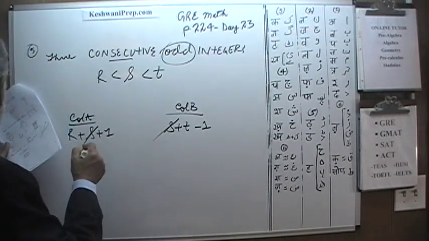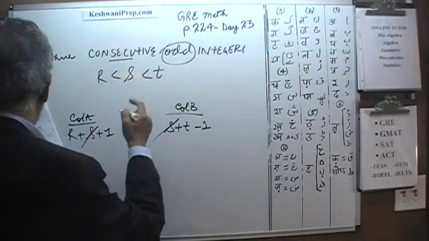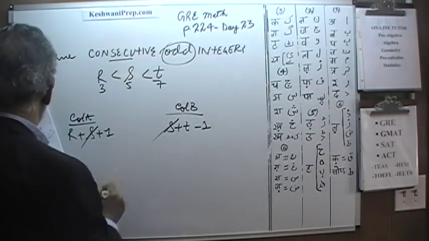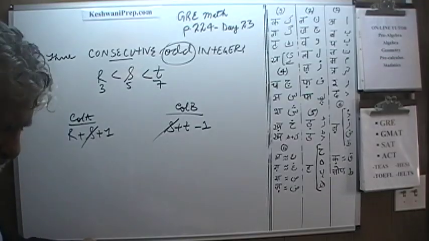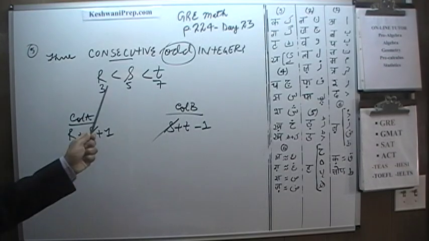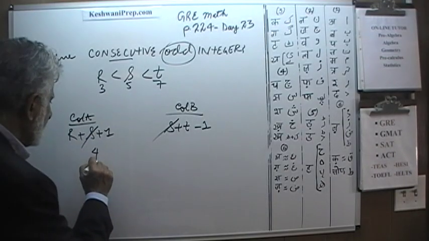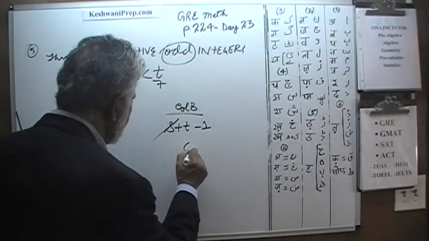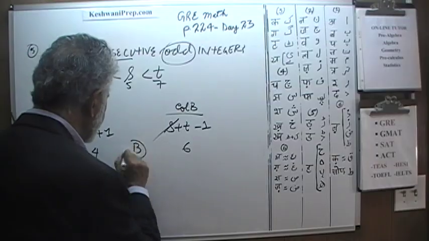Let's plug in some numbers here. They have to be consecutive, they have to be odd. How about we put in 3, 5, 7? Let's see what happens. 3 plus 1 is going to be 4. And T minus 1, T is 7, minus 1 is going to be 6. So the answer so far is B.